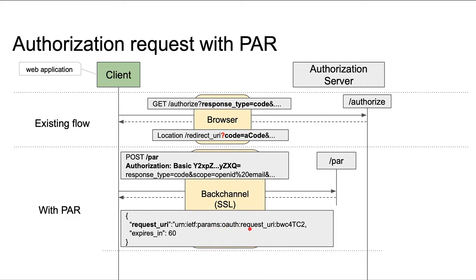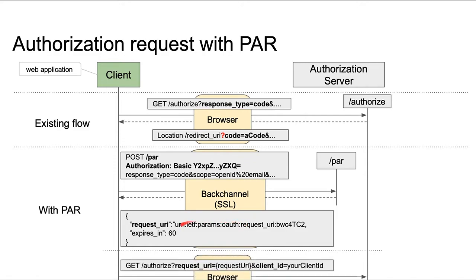The next step for the client is to start the actual authorization request as we've seen it before. But in this case, the GET request to the authorize endpoint will include the request URI as returned here and the client ID. This certainly must match the one that was shown in this request. And as soon as the authorization endpoint has validated the incoming request, it will then again return the authorization code to the redirect URI. So that part is going to be the same as before.